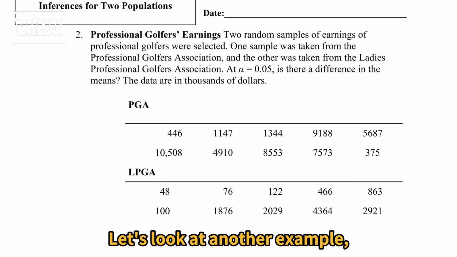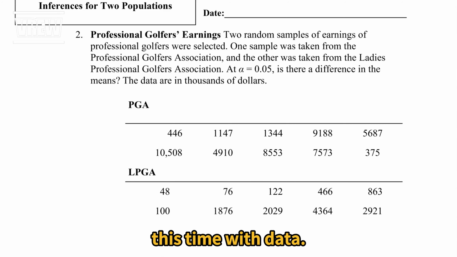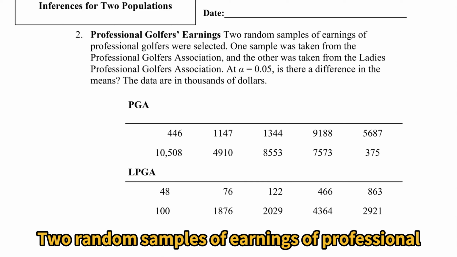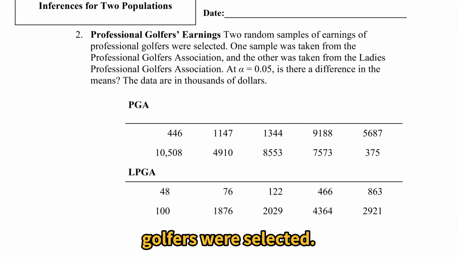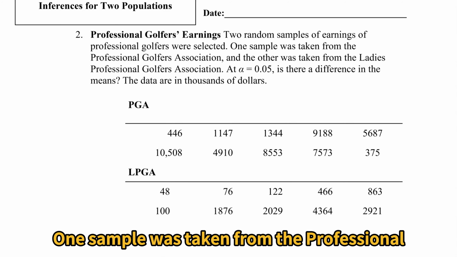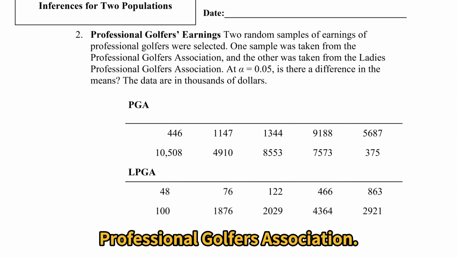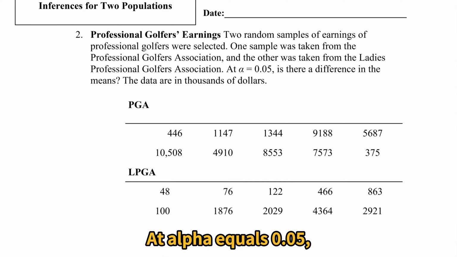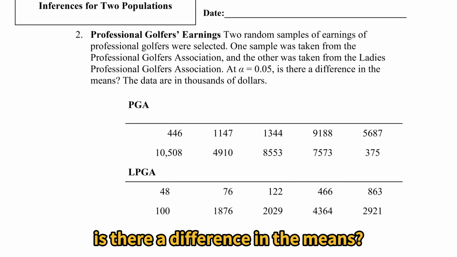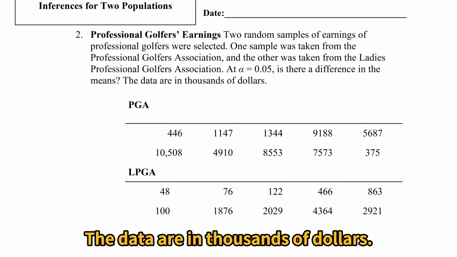Let's look at another example, this time with data. Two random samples of earnings of professional golfers were selected. One sample was taken from the Professional Golfers Association, and the other was taken from the Ladies Professional Golfers Association. At alpha equals 0.05, is there a difference in the means? The data are in thousands of dollars.